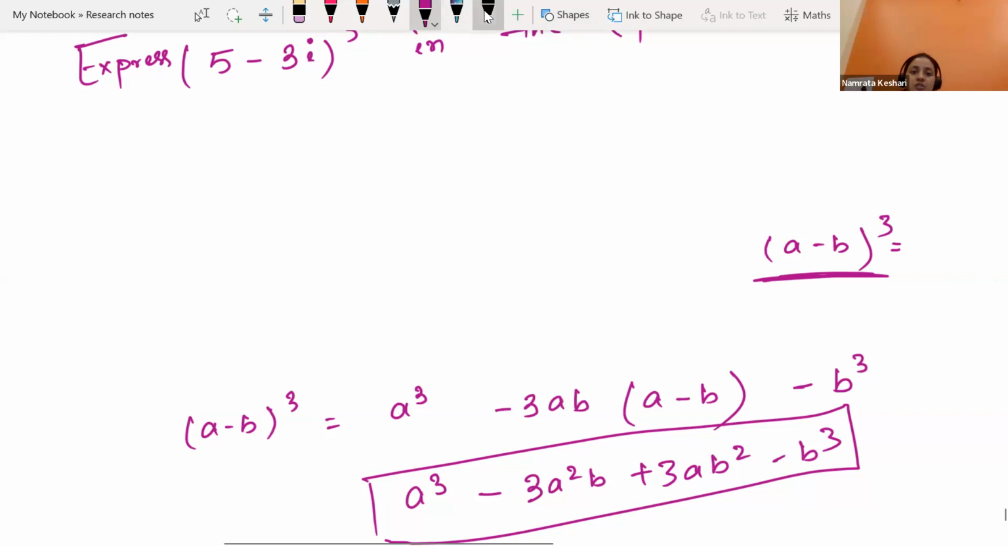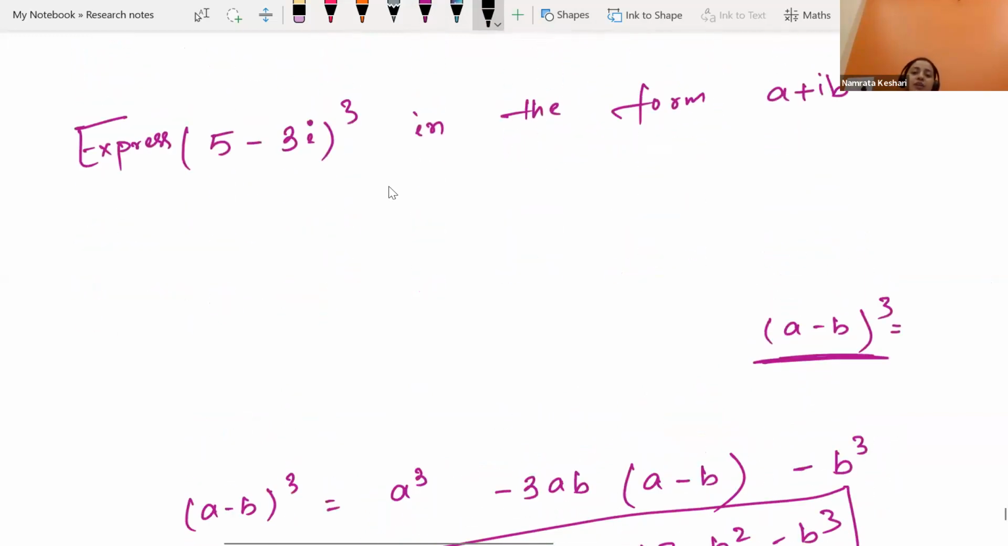Let's use this formula, and tell me, in a plus ib format we need to write it. Tell me what you are getting. Please do it now, Ali and Alina. Please do it.